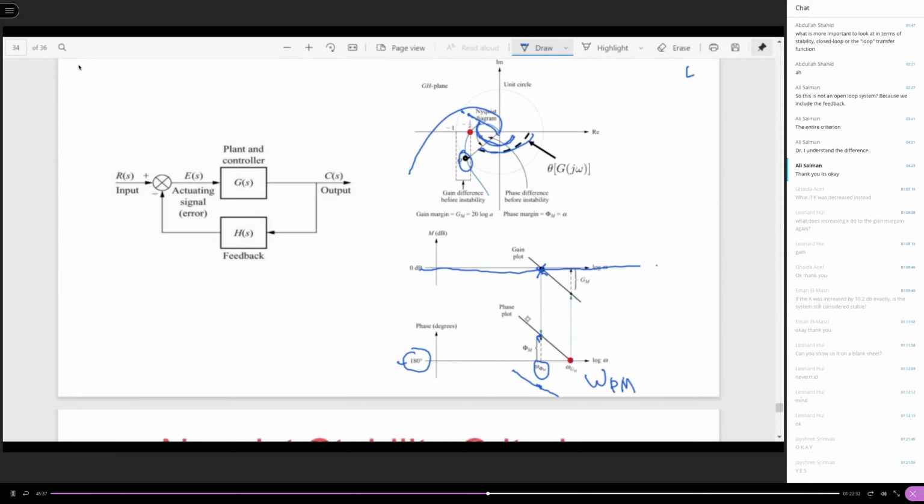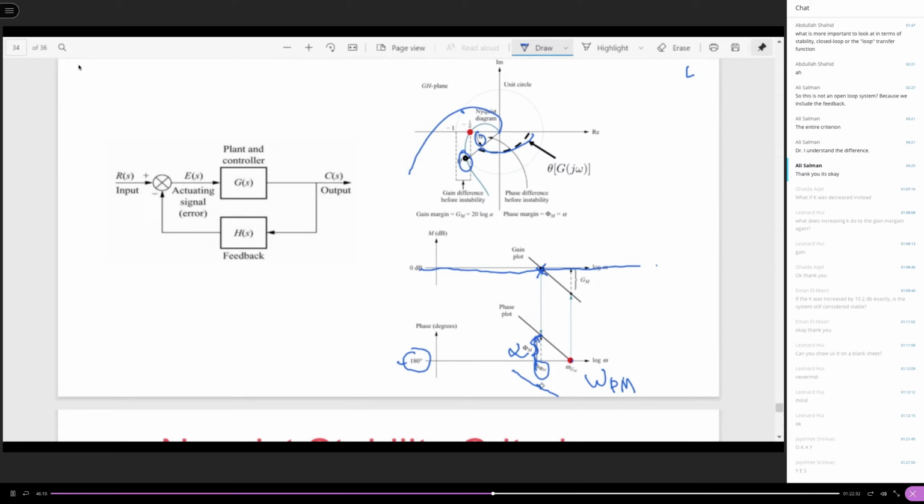So if the phase plot stays above the minus 180 degrees, then you're going to have a positive phase margin, which is this alpha, okay? This basically shows how much margin you have to bring the phase plot down to the minus 180 degree level, okay?